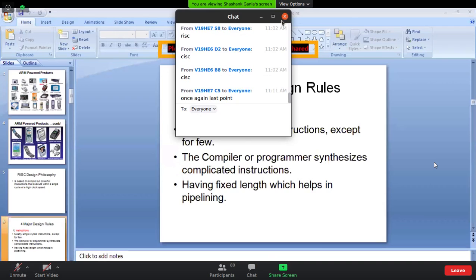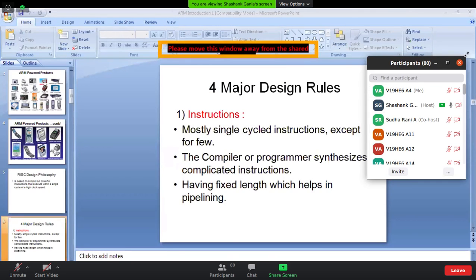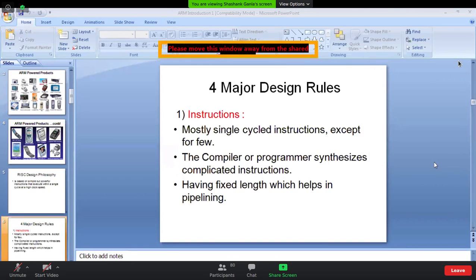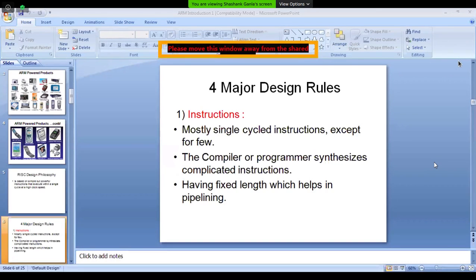Hello, any doubts? Once again, the last point: fixed length, and pipelining. Pipelining is a mechanism used in CPU architectures. What is the mechanism? Pipelining is a mechanism where parallel activities can take place simultaneously in the same clock cycle.